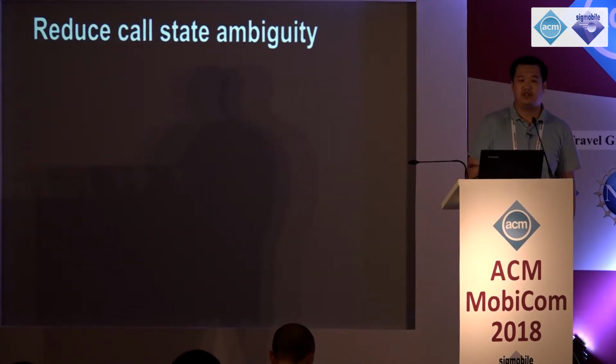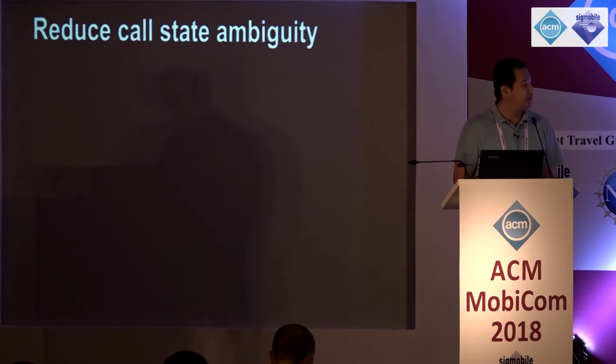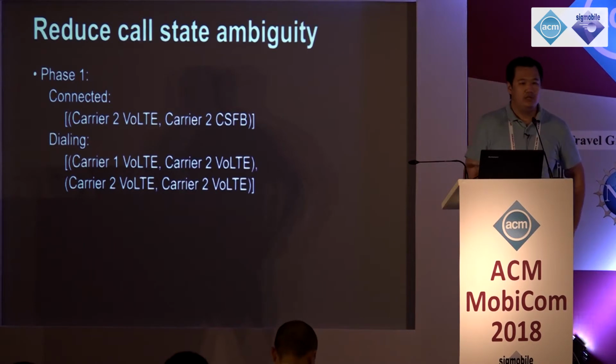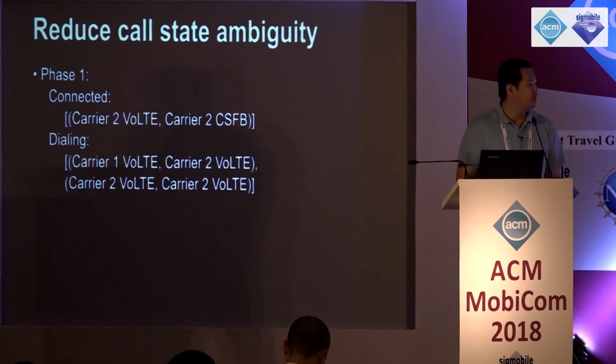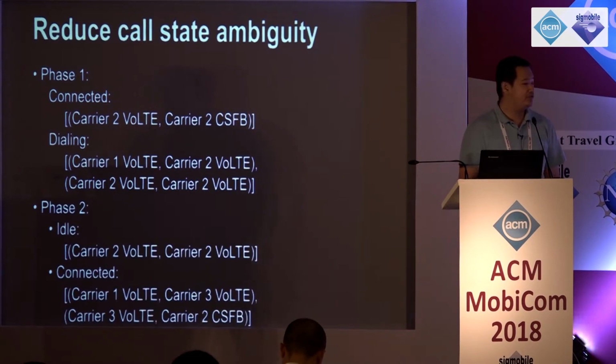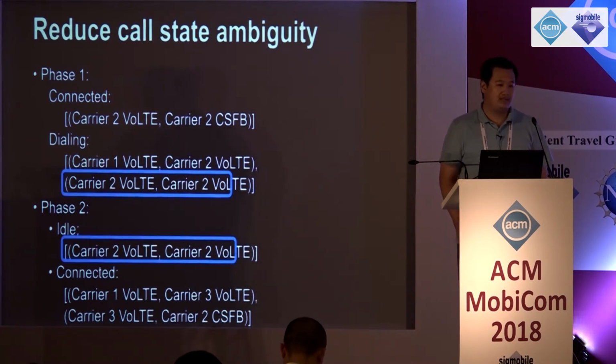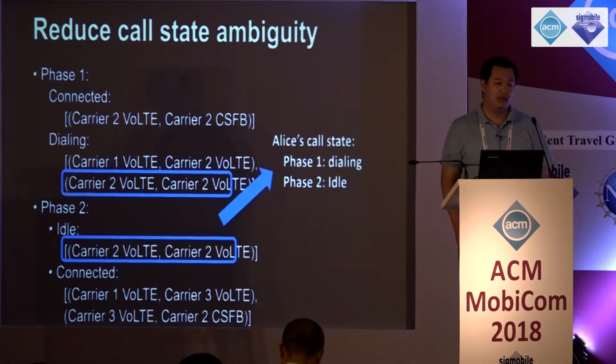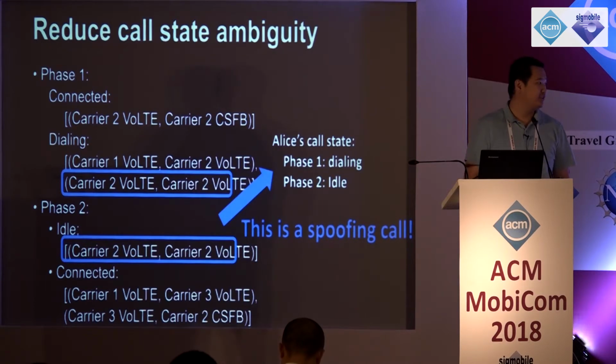So the two-phase strategy not only solved the advanced attack, but also helped to reduce the call state ambiguity. The idea looks like this. Say we have the following inference result. In phase 1, Alice is inferred as either connected or dialing. In phase 2, it could be idle or connected. But given the extra information we have, we can find this case could only happen when both Alice and Bob are using carrier 2 voice over LTE technology. So this can help us get an accurate inference about the call state of Alice and make spoofing detection.